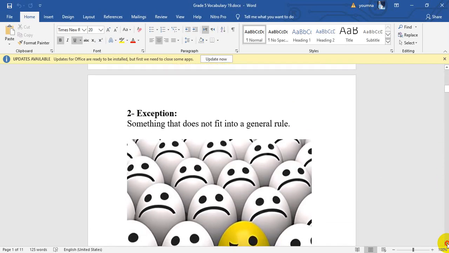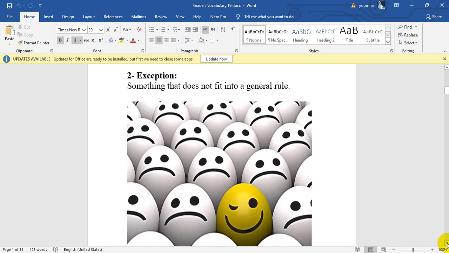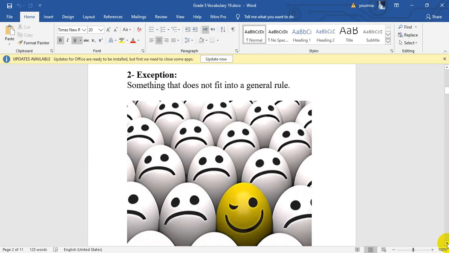Let's move to number 2. The word exception, and we took this word before. As you see here, we have these emojis. All of them are with one shape except one is different. So this is the exception of it. So exception is something that does not fit into a general rule. Something that does not fit into a general rule, okay?